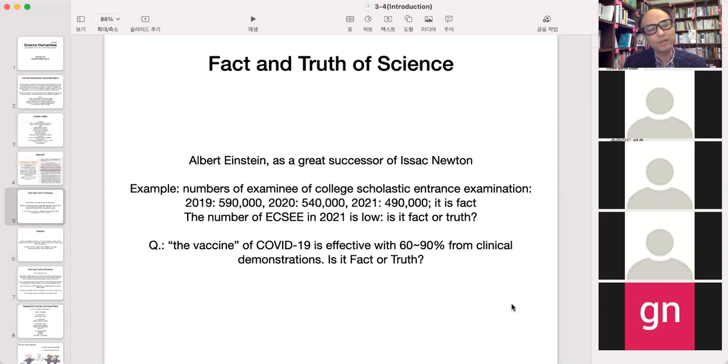Another problem I would like to bring to this class is the COVID-19 vaccine once again. The vaccine is effective with 60% to 90% from clinical demonstrations. Is it fact or truth? Please write down your answer in the app. Okay, someone said the fact, right? Fact.